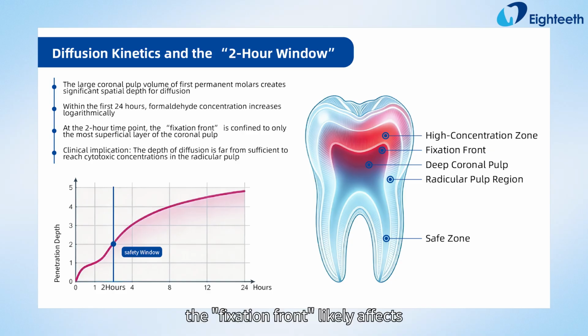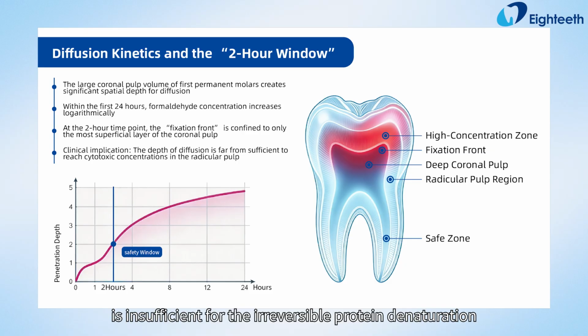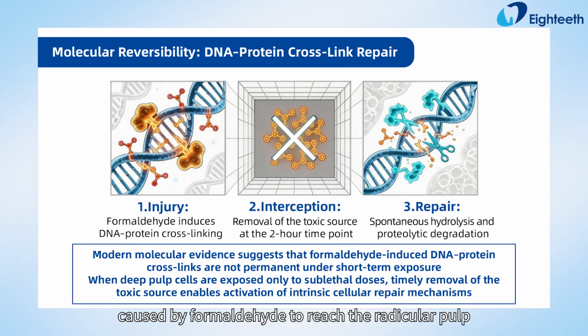At the 2-hour mark, the fixation front likely affects only the most superficial layer of the coronal pulp. In first molars with large crown volume, a 2-hour period is insufficient for the irreversible protein denaturation caused by formaldehyde to reach the radicular pulp.